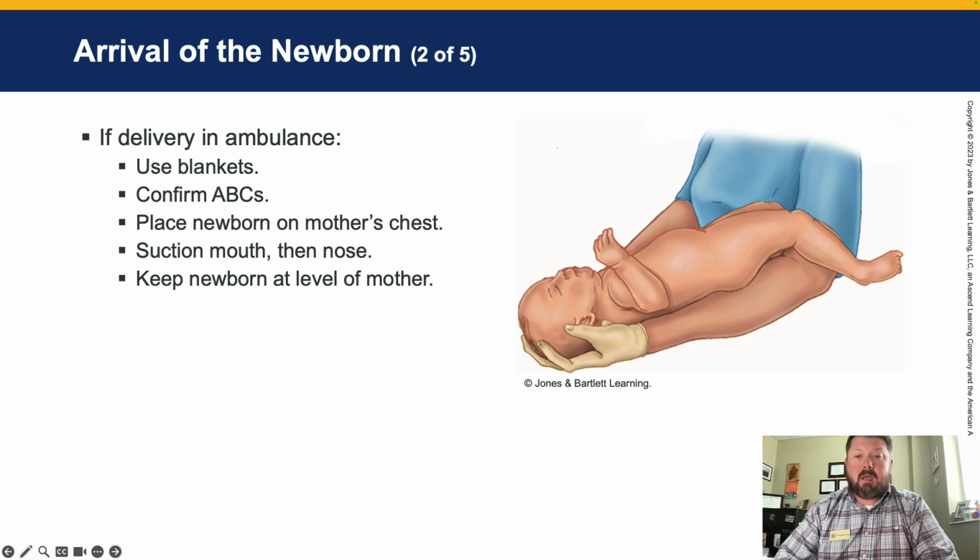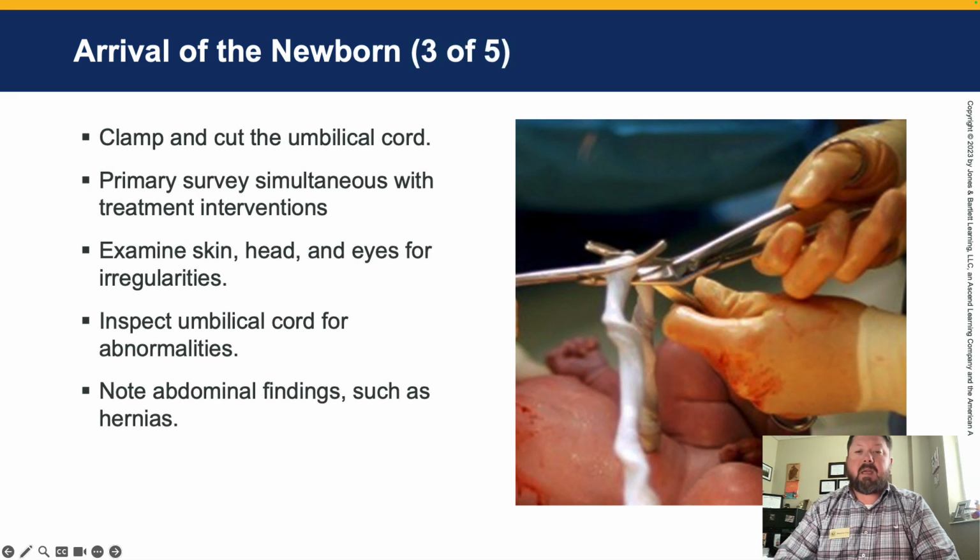Suction the mouth, then the nose with a bulb syringe once the head is delivered, only if there is an obstruction and the baby needs it. Keep the newborn at the level of the mother after delivery with the head slightly lower than the body. Clamp the umbilical cord in 2 places and cut the cord between the clamps, but wait at least 30 seconds, so that you will have delayed cord clamping, which will allow for more blood to circulate into the fetus.